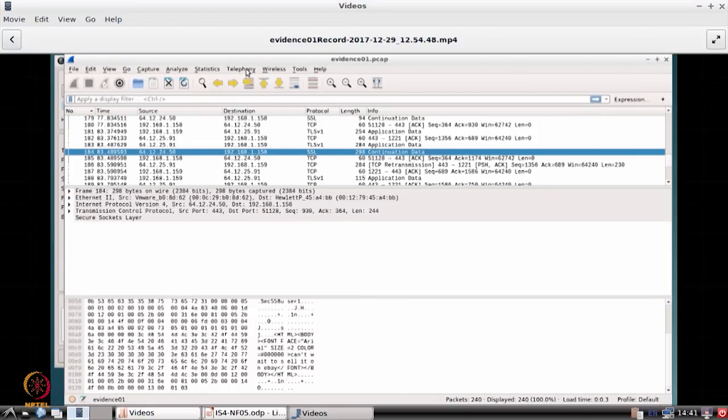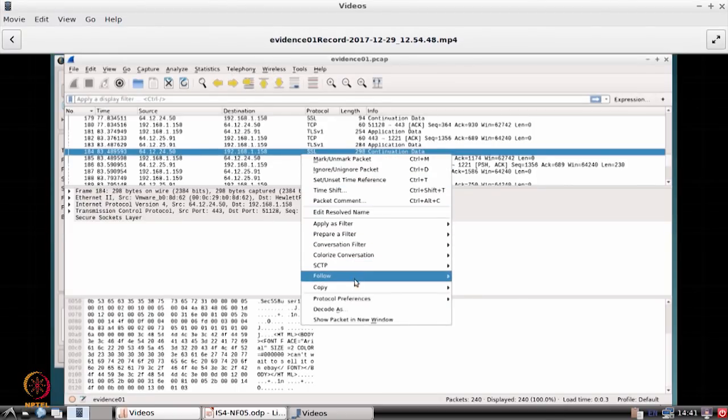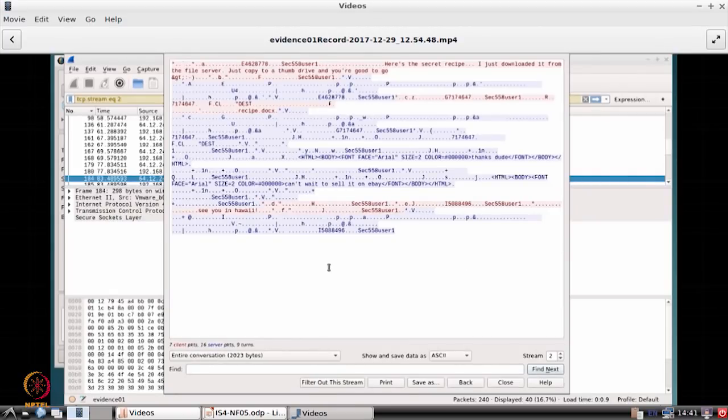Anyways, so now let us look at how we can follow the stream. One of the things that we have done is we have taken one SSL packet and said that okay, we will follow the stream. That means it will try to capture all the related packets, and here is something good that we have come across. It says, here is a secret recipe, I just downloaded it from the file server, just copy it to thumb drive and you are good to go.